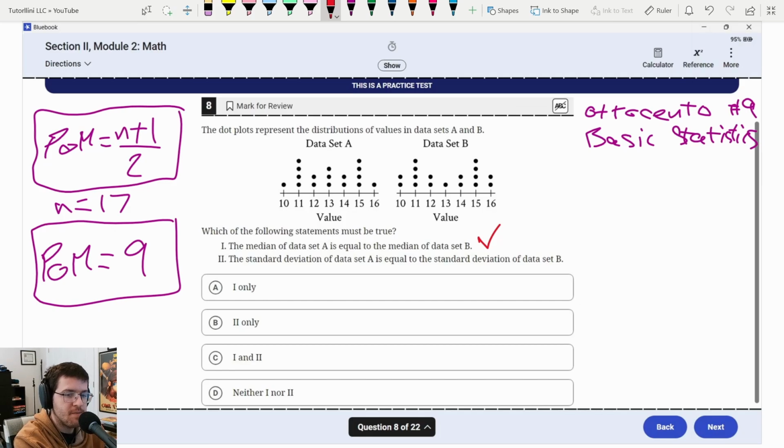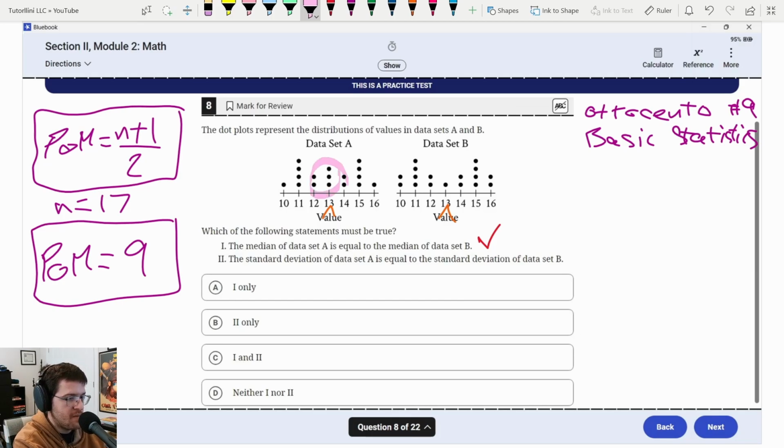Now we look at choice 2. Standard deviation is a measure of spread. If you can tell, these things are symmetrical, so the median and also probably the mean is 13. Standard deviation is how spread out they are from the mean. They're not arranged exactly the same spatially, but you can kind of tell on average, there's a lot more that are farther away from the mean in dataset B than in dataset A. Dataset A is a lot less spread out. It's a lot more centered around the mean.